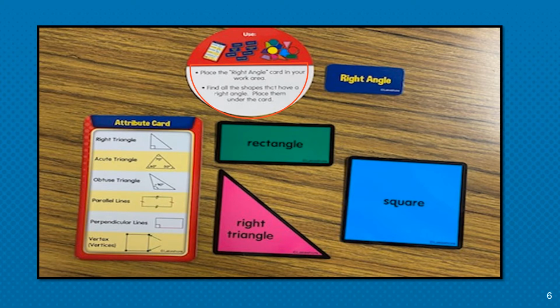On this card, it says to place the right angle label card in your work area and then find all the shapes that have a right angle. Ask your child how they can measure the angles to check. You can use the protractor to measure a 90-degree angle.